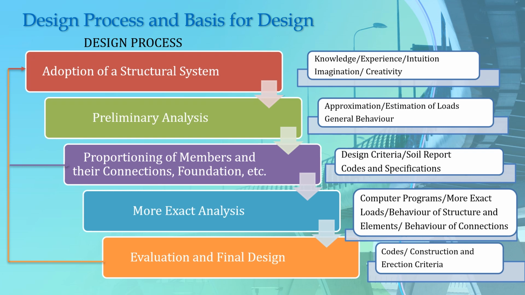After the proportioning of members, you do a more exact analysis, and that exact analysis is generally performed by the use of computer programs. In doing an exact analysis using those computer programs, you may adopt different methods. You may adopt a linear analysis, or you may go for a non-linear analysis, or you may go for a performance-based design. Various types of analysis methods can be adopted for analysis using computer programs. And finally, you perform the evaluation and final design. So these are the 5 steps related to the design process.